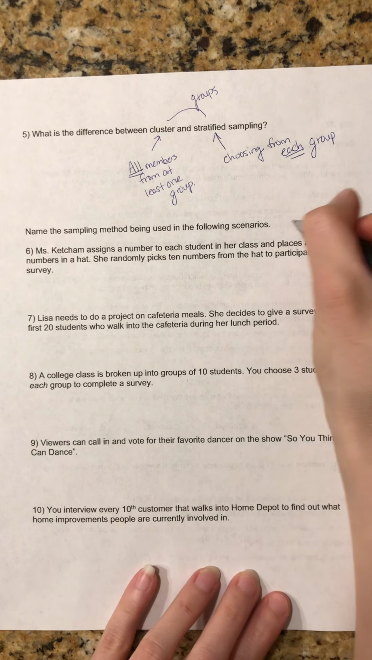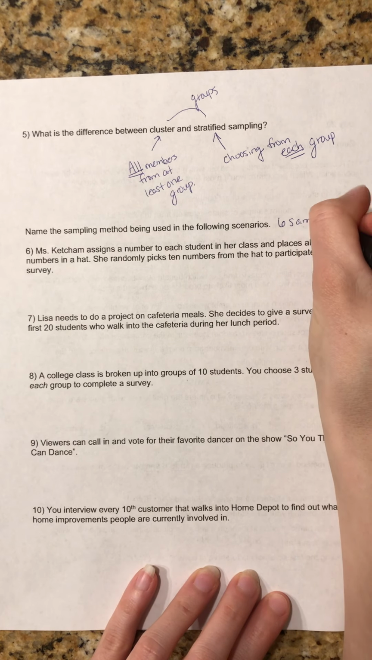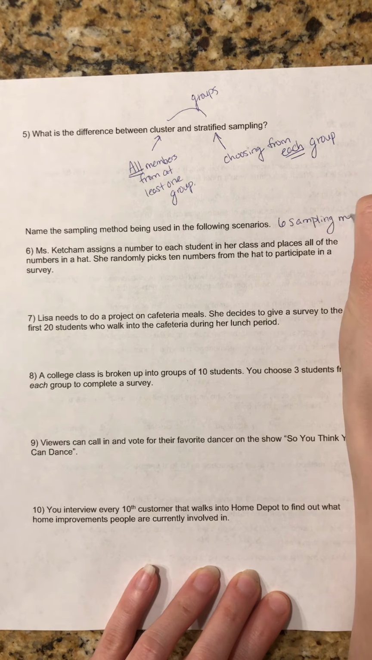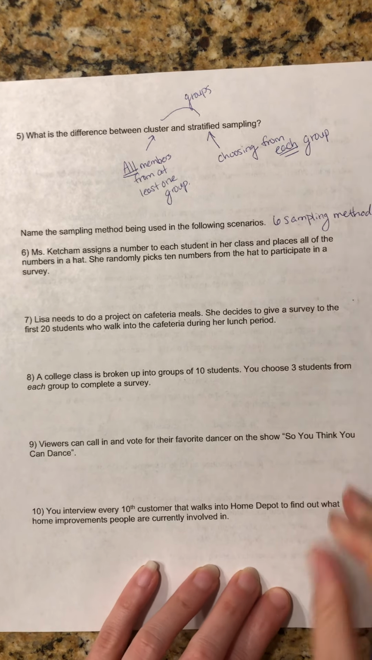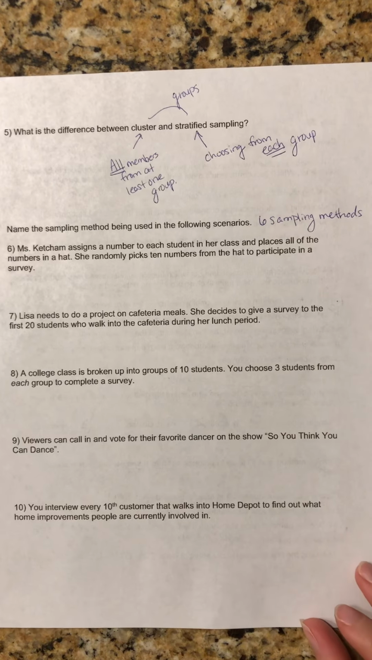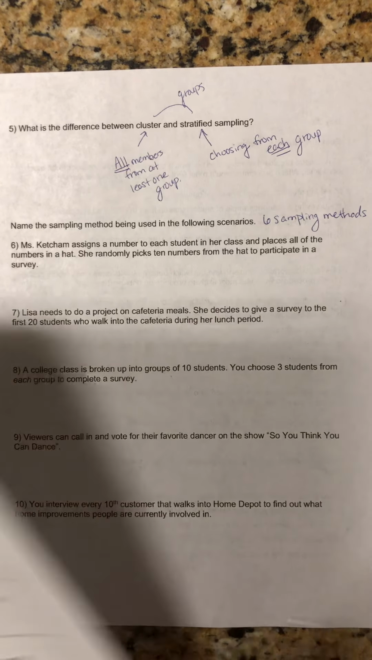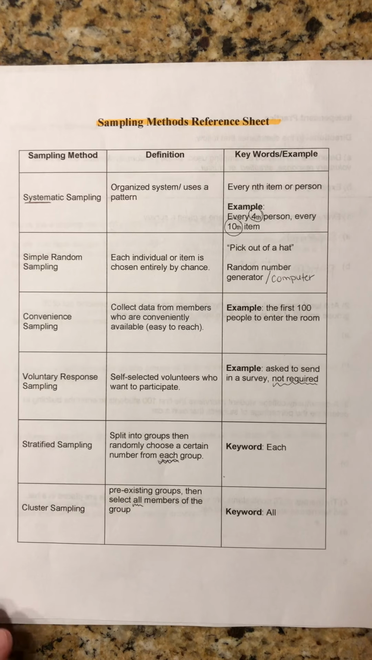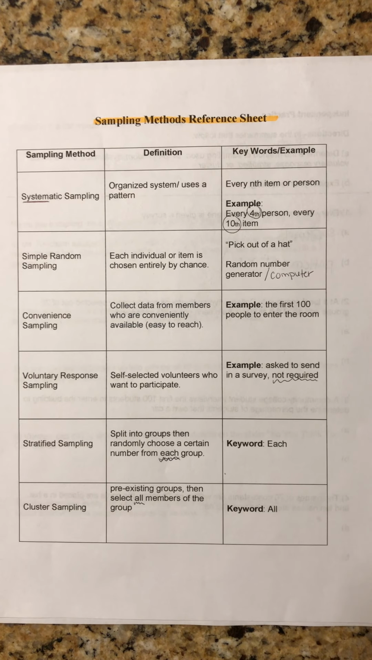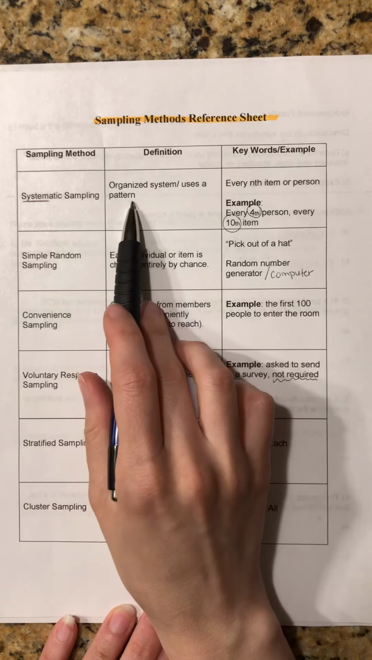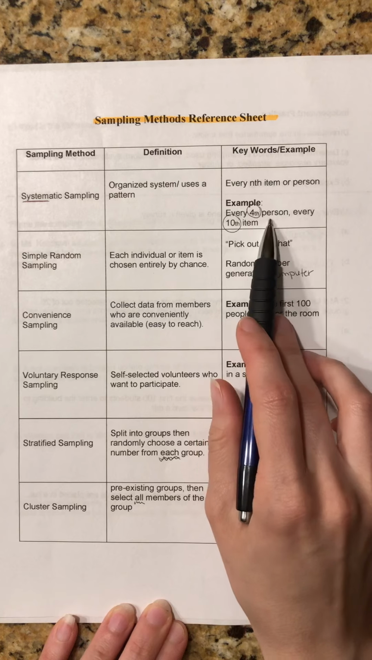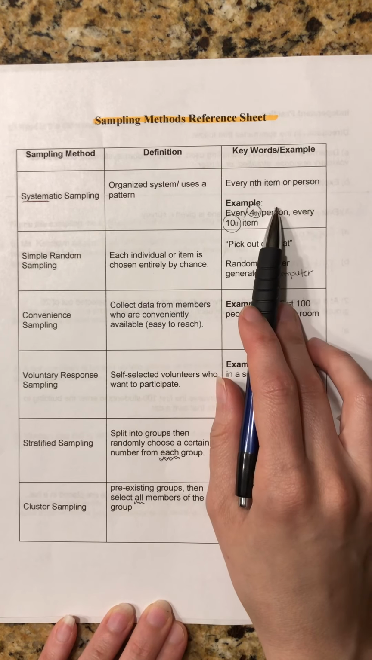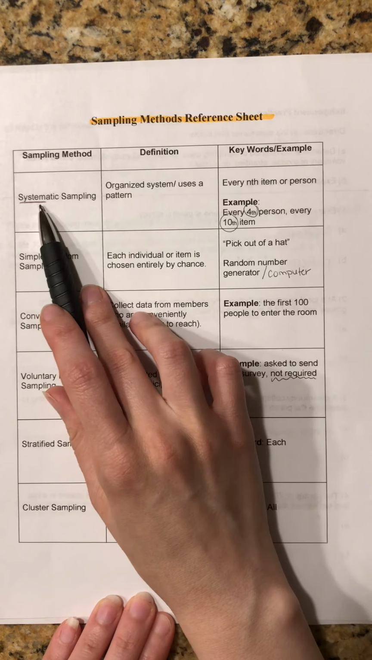There are 6 sampling methods that you have to study. Okay, and just to go over them, if you wanted to take notes, because that is your assignment, you could look back to the sampling methods reference sheet. That was one of your assignments, but it gives you a really great chart here of the definition and the keywords and examples to look for. So systematic, it's a pattern, every 4th, every 10th person, every 2nd person in line. Okay, if it's a pattern, it's systematic.